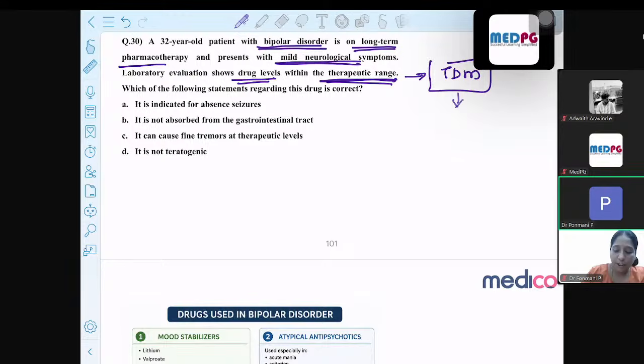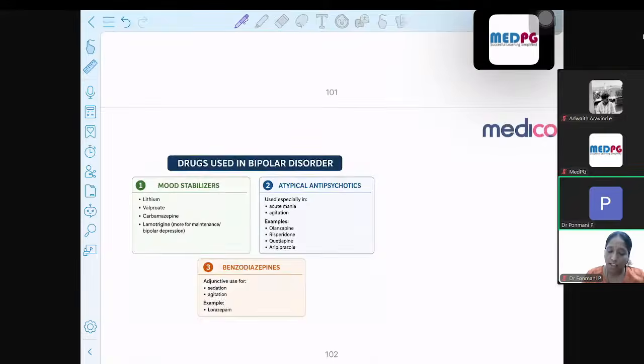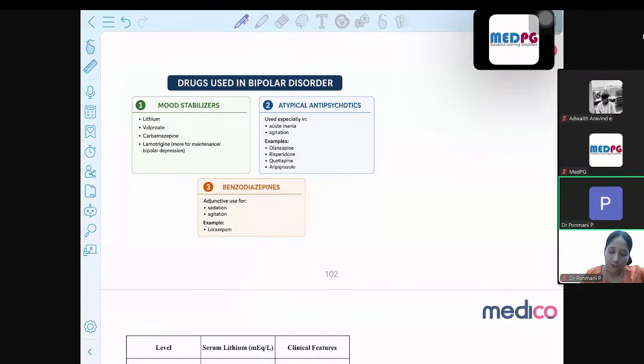So therapeutic drug monitoring is done for a drug called lithium. So lithium is a drug which is used for acute mania. So what are the drugs used for mania? The main drugs used for mania are lithium, valproate, carbamazepine, and also lamotrigine. And in cases of acute presentation of mania, we cannot wait for lithium to work and for the symptoms to get suppressed. So in these cases, we can go for benzodiazepines to reduce the sedation and agitation. And we can also use atypical antipsychotics, which can be given to control the agitation in acute mania.